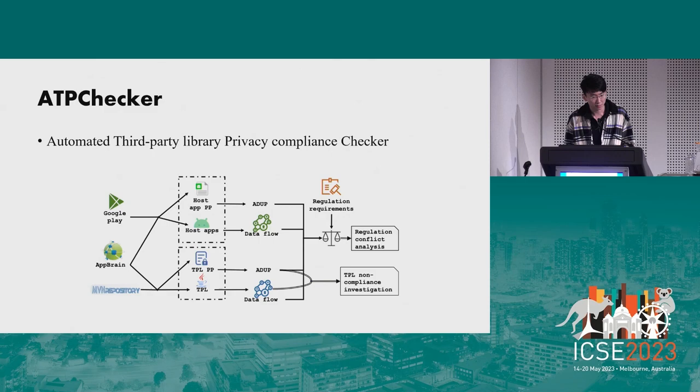First, the tool collects the third-party library's privacy policy and the binary files from the Maven repository and Upbring. Then ATP checker analyzes the statements in privacy policies to extract abstracted data usage patterns, and analyzes the data usage data flow from the binary files. Then ATP checker analyzes the consistency between the data flow and the statements in the privacy policy to identify whether they comply with the regulation requirements.